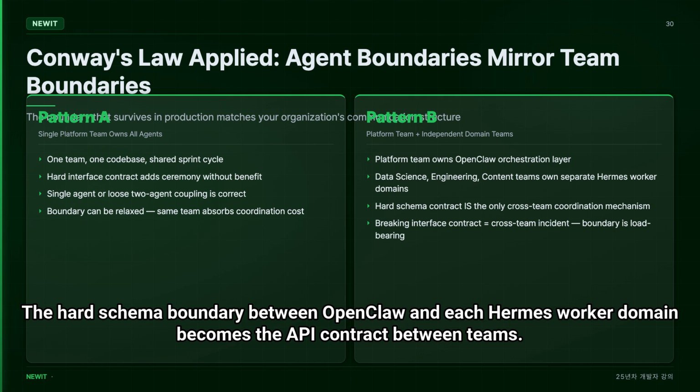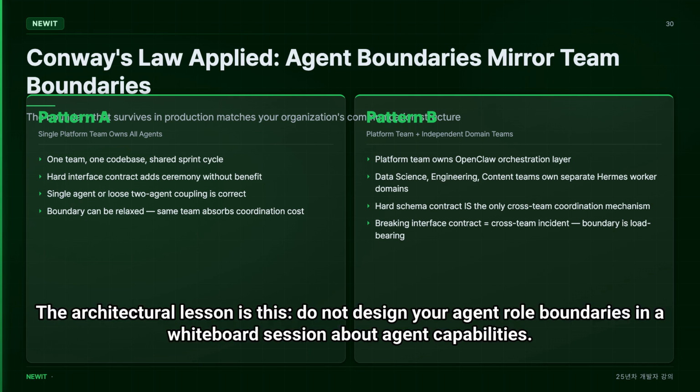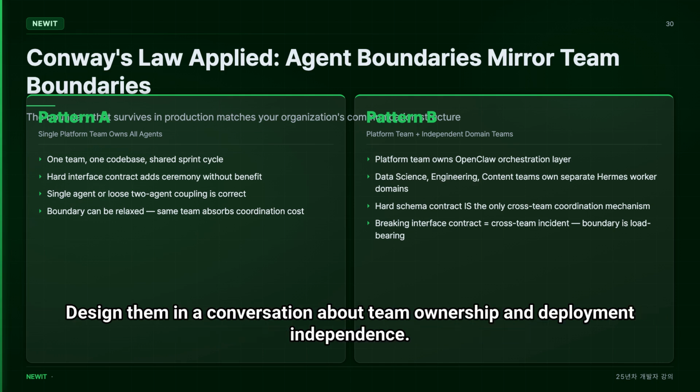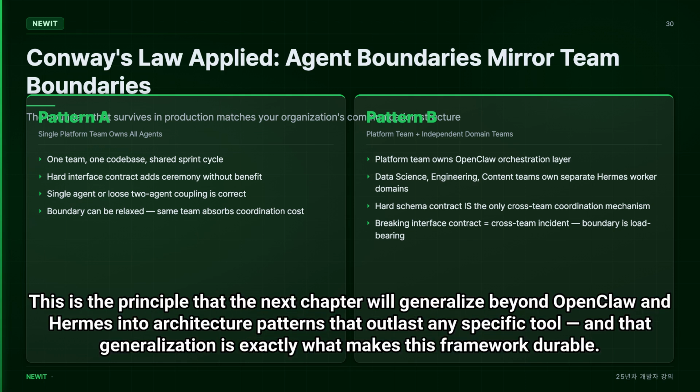The hard schema boundary between OpenClaw and each Hermes worker domain becomes the API contract between teams. Breaking that contract is a cross-team incident. The architectural lesson is this: do not design your agent role boundaries in a whiteboard session about agent capabilities. Design them in a conversation about team ownership and deployment independence. The boundary that survives in production is the boundary that matches your organization's actual communication structure.